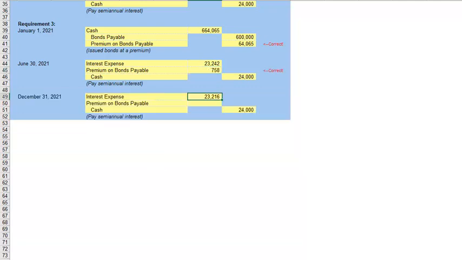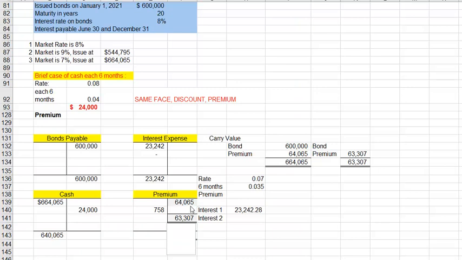Let's update our T account. Look at what is happening here. We are decreasing our premium. Is this what we expected? Yes. Remember that our goal is to take this premium down to 0. We are going to amortize it over the 20 years of the bond.